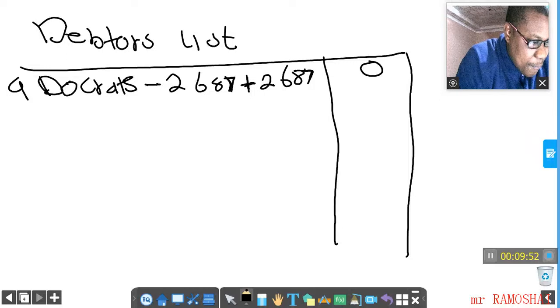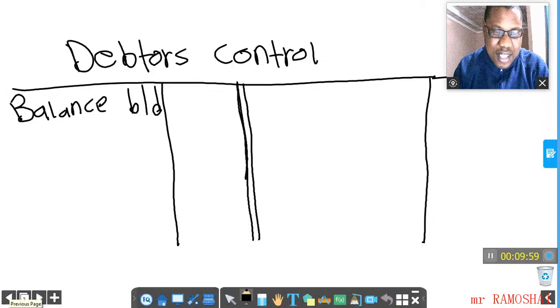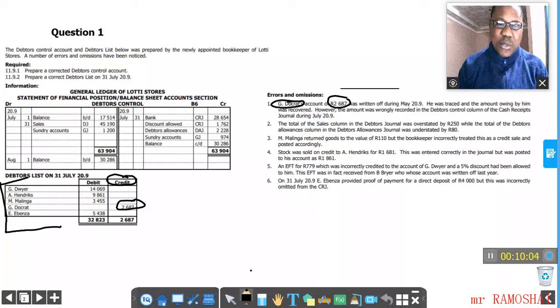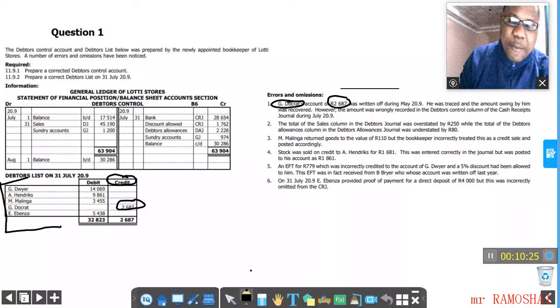Right. Moving forward, now we go check. Where do we go now? We go into our debtors control. If you look at our debtors control, they say the money was recovered, right? However, the amount was wrongly recorded in the debtors control column of the cash receipts journal during July. Are we clear? So what are we going to do now?